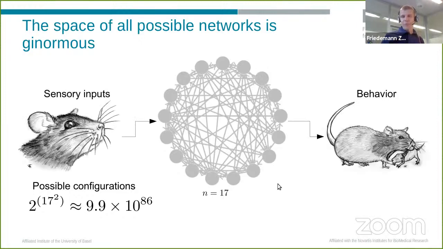And that's, of course, really remarkable because not all of these possible networks would perform any useful function. And that's specifically remarkable knowing that animals and we have many more neurons in our brains than 17. In fact, this number 17 was chosen because it comes out to a number of possible configurations which is roughly 10 million times larger than the number of atoms in the universe, or at least the known universe. So it is truly an astronomically large number.